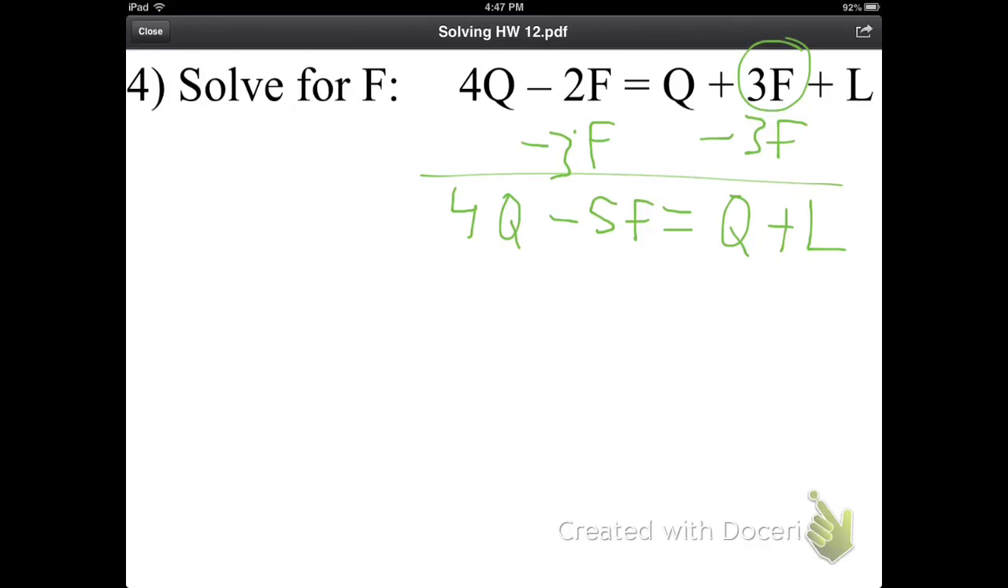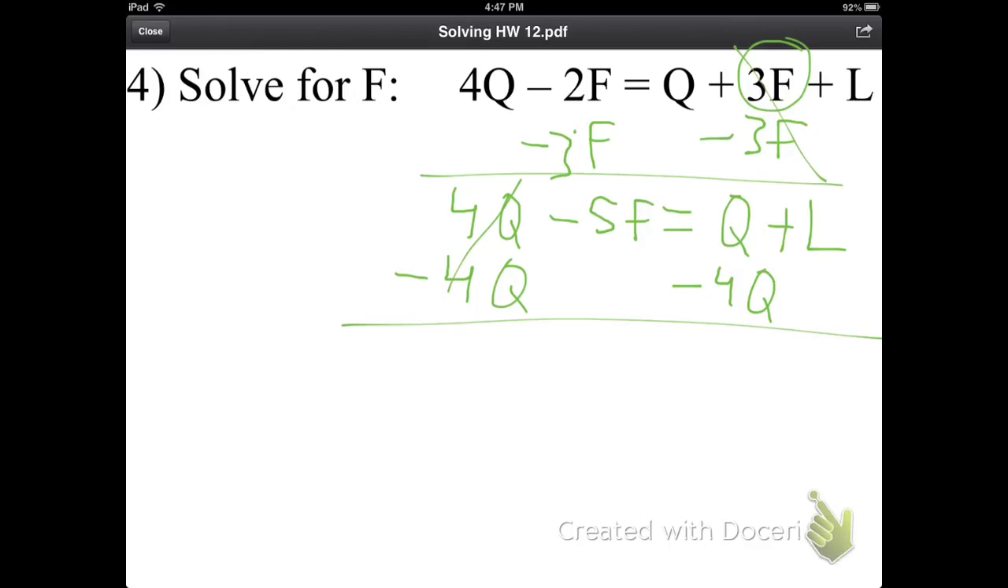Okay, so now we're at this point. The right side just got rid of the f stuff. We're still trying to get f by itself, so we have to get rid of this 4q. Minus 4q. I'm not going to divide by the negative 5 yet, because typically you save your division until pretty close to the end. And so I'm going to save it until then.